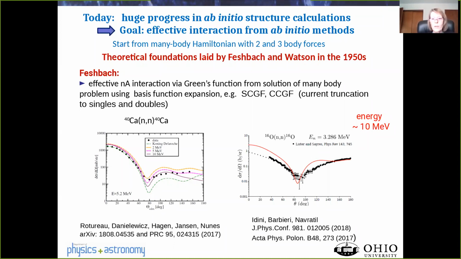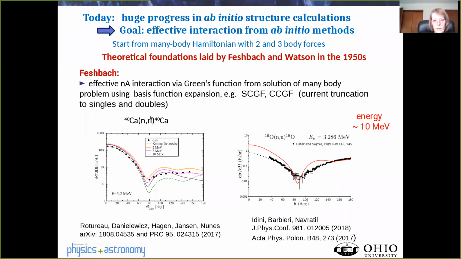And again, the foundation for doing this was, interestingly enough, already laid in the 50s by Feshbach and Watson. Feshbach suggested to have effective nucleon-nucleus interactions via Green's functions from the solutions of the many-body problem using basis function expansion. There are different methods, and a lot of progress has been made. We will be hearing tomorrow, on Thursday, from Andrea Idini on their approach, just based on this, calculating effective interactions.